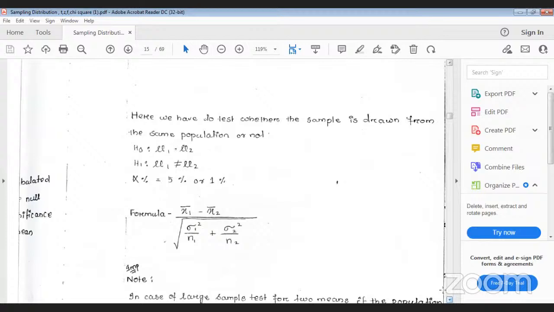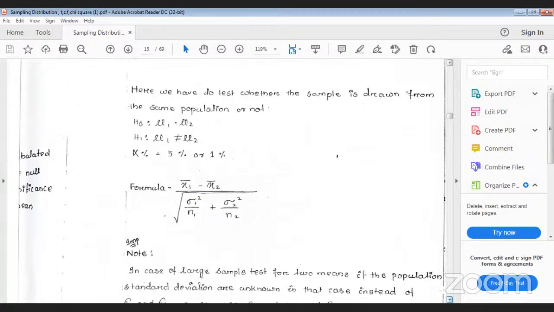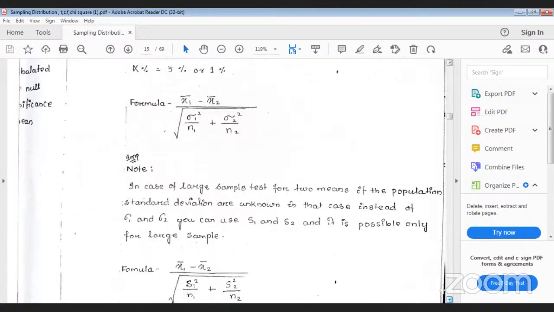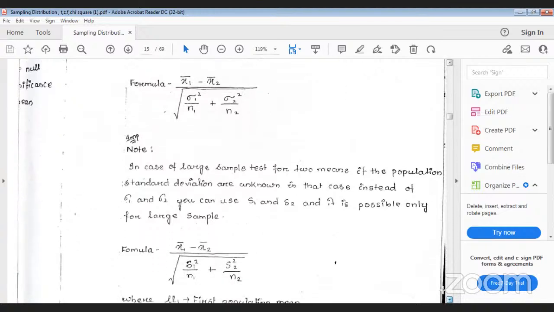So this is the formula for testing: z is equal to x1 bar minus x2 bar divided by the square root of sigma 1 square by n1 plus sigma 2 square by n2. In this way you have to solve the problems related to this z test for 2 means.